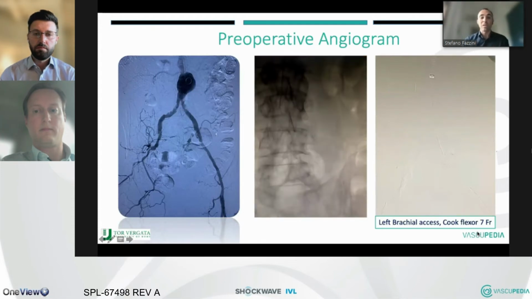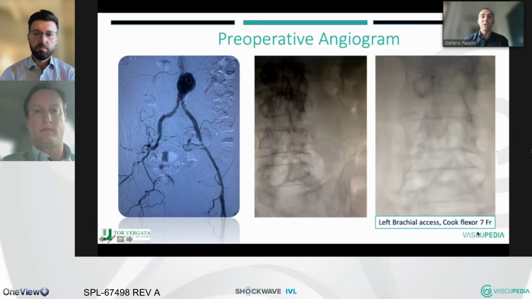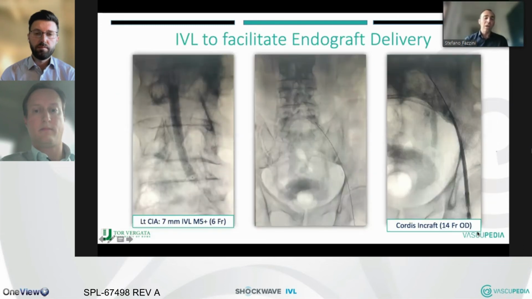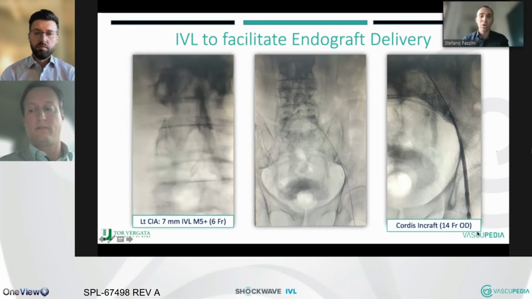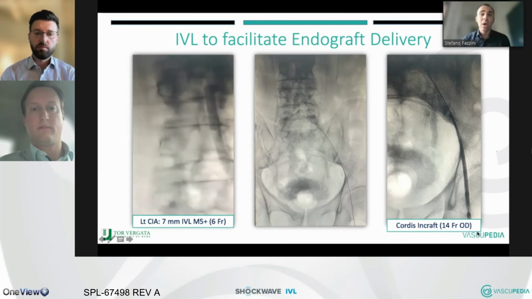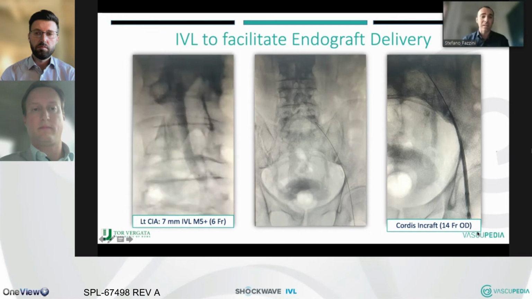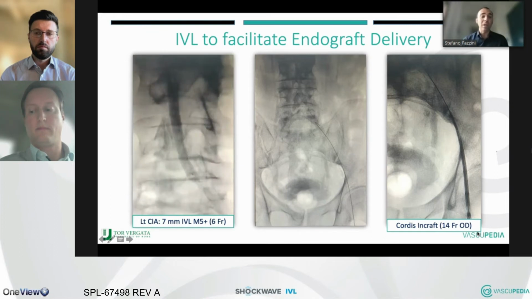We started with the vessel prep, so you can observe the preoperative angiogram. We started from the left brachial axis, with a Cook Flexor 7 French in this case. We can observe the new M5 plus. This catheter is 6 French up to 7 millimeter. This is very important because we could also use a 6 French from the brachial axis, but we used the 7 French for other reasons.